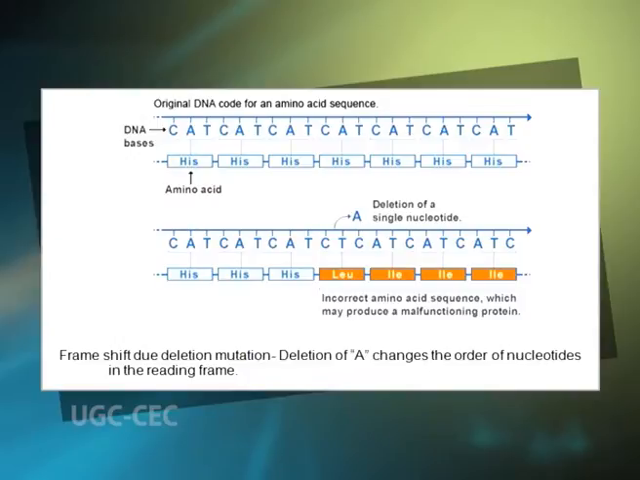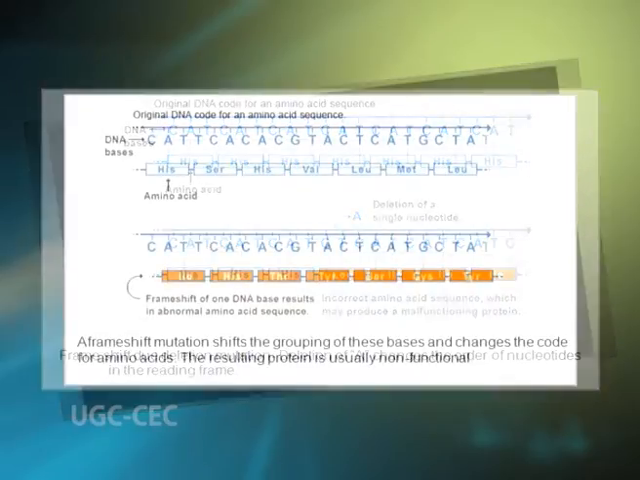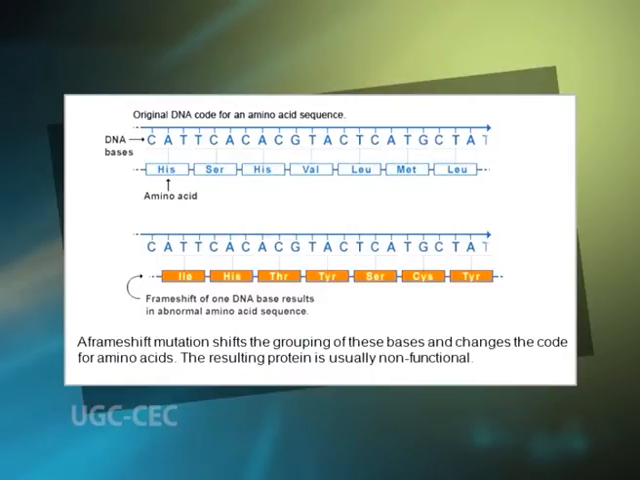Deletion of A changes the order of nucleotides in the reading frame. In this figure, you can see a frame shift mutation shifts the grouping of these bases and changes the code for amino acids. The resulting protein is usually non-functional. In general, the proteins and enzymes produced by frame shift mutations are non-functional. Hence, frame shift mutations are more deleterious than substitution mutations, other than nonsense mutations.